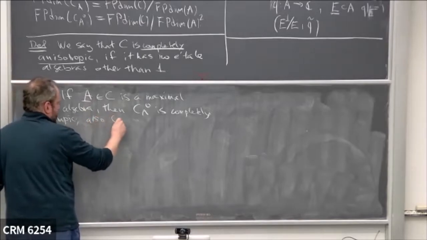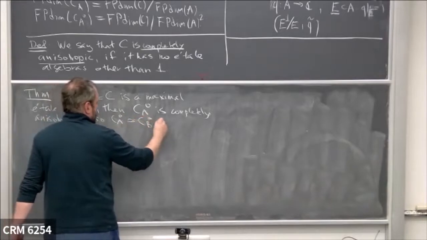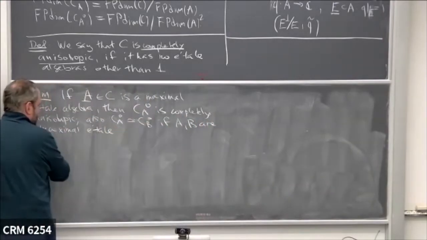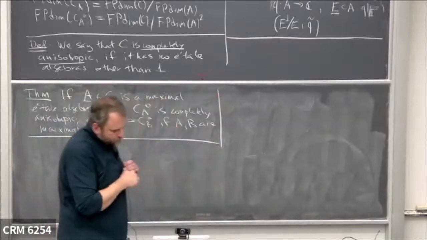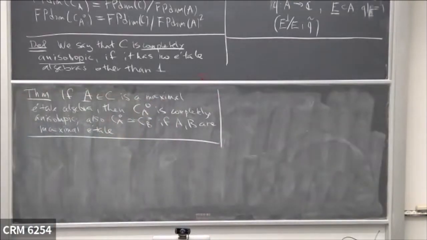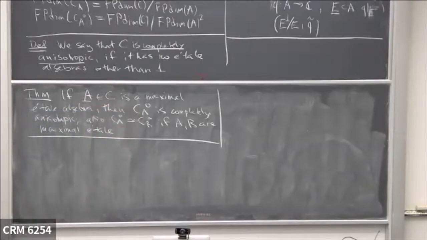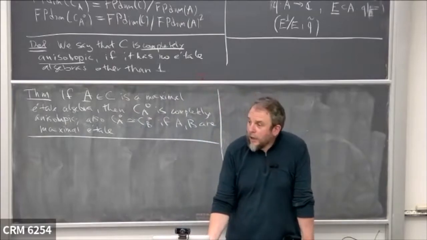Also, C_A^0 is equivalent to C_B^0 if A, B are maximal. So this is significant, right? We extracted an invariant of a non-degenerate category, namely a completely anisotropic category. So we will see that it's an invariant of a certain equivalence class called the Witt class of C. But before doing this, I should ask for questions, of course, if there are any.